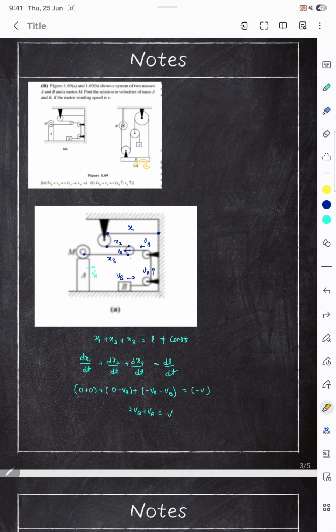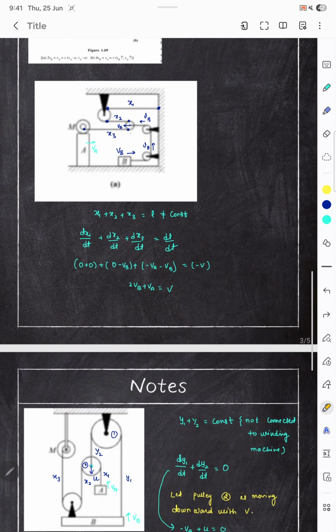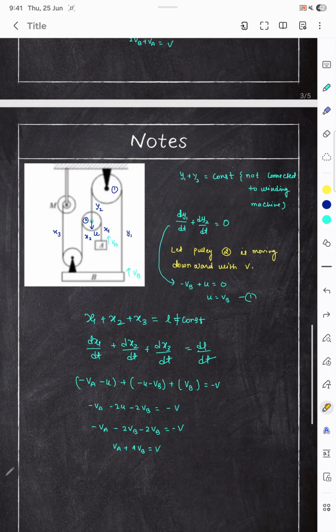Now let's take the B part. Here in the B part, let's analyze this length x3, this length will be x2, and this length will be x1. If we analyze this string, x1 plus x2 plus x3 will be equal to L, which is not constant because this is connected to a winding machine.